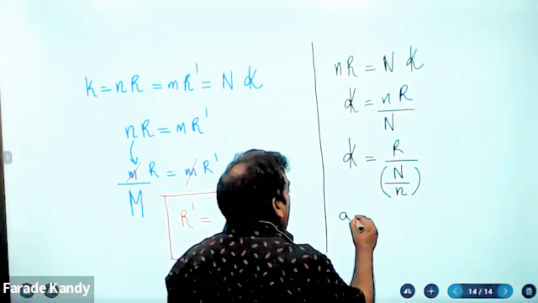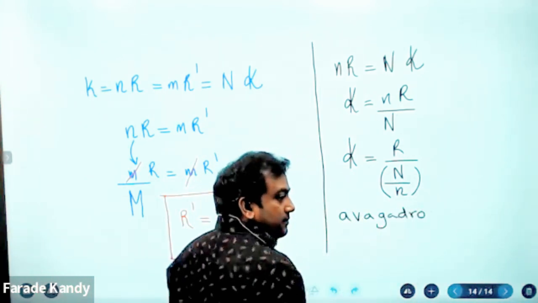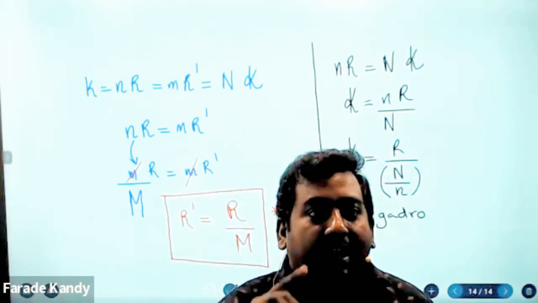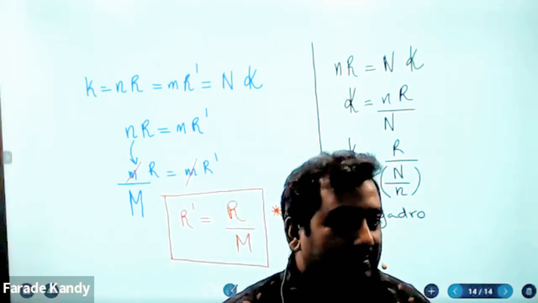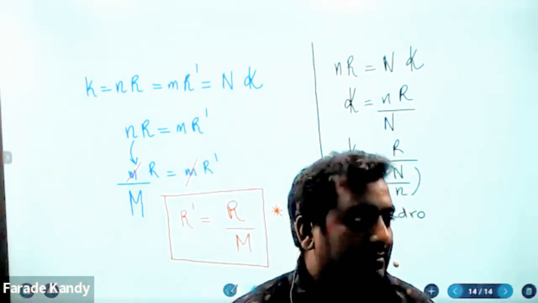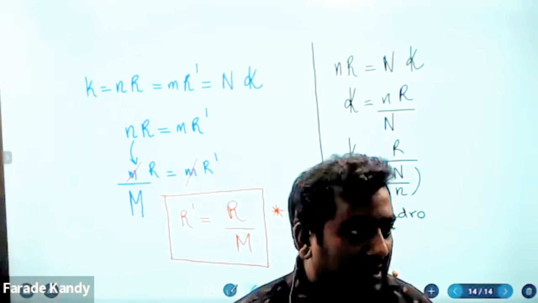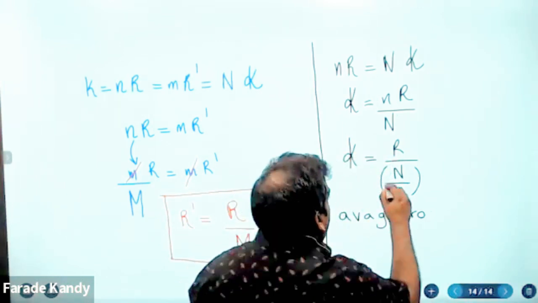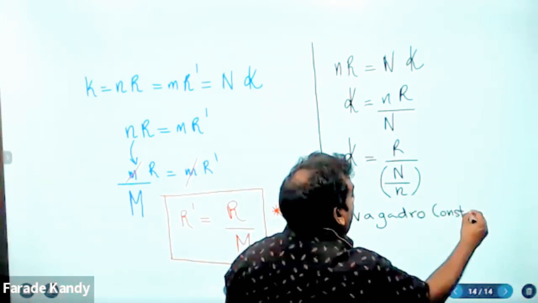There was a person called Avogadro. Avogadro said, every mole will have a fixed number of molecules. 6 point something times 10 to the power 23. The exact value, you ask the chemistry student, they might know. They know to memorize and remember those. Clear? Number of molecules per mole is defined as Avogadro's constant.